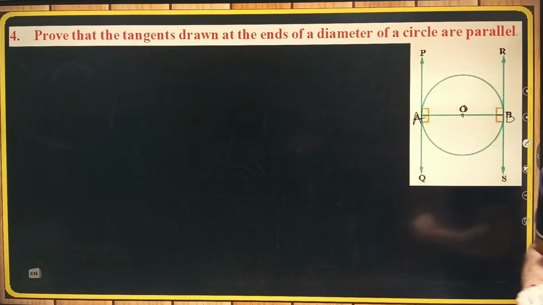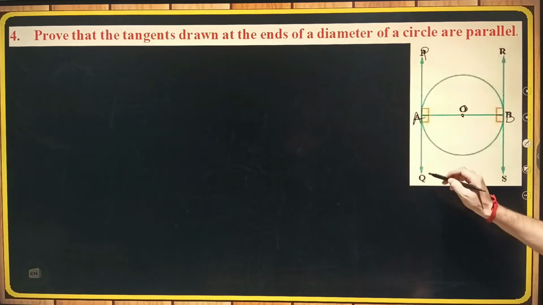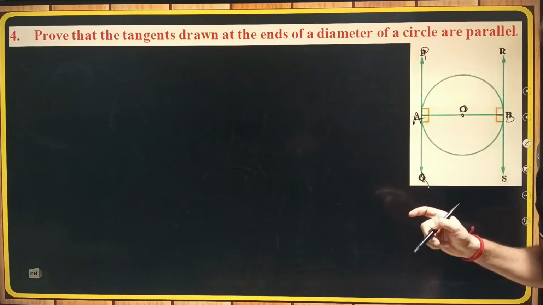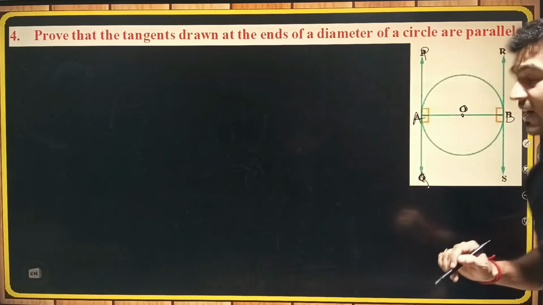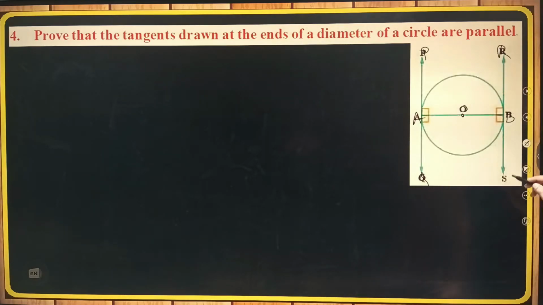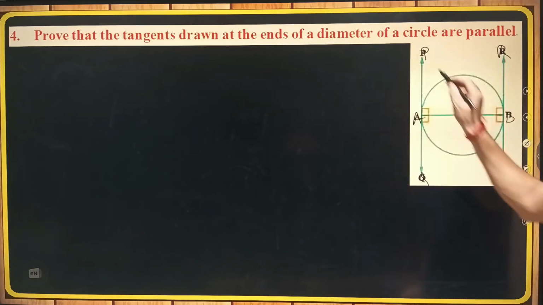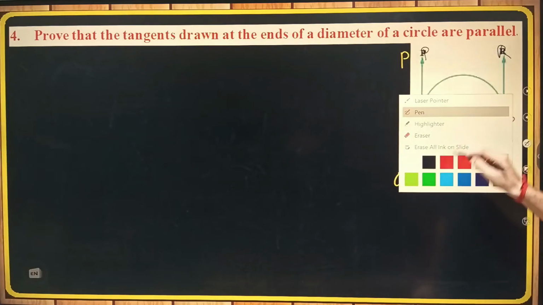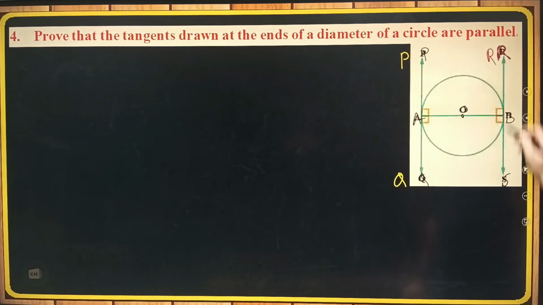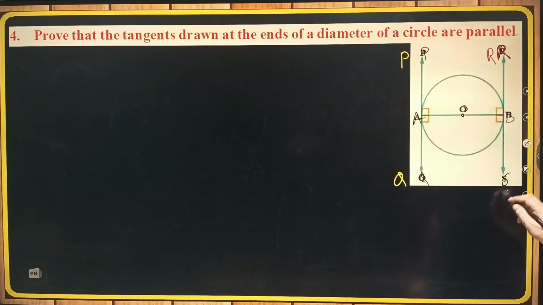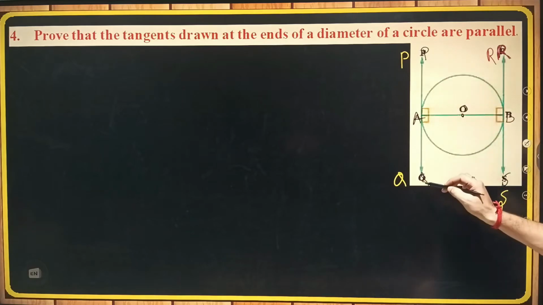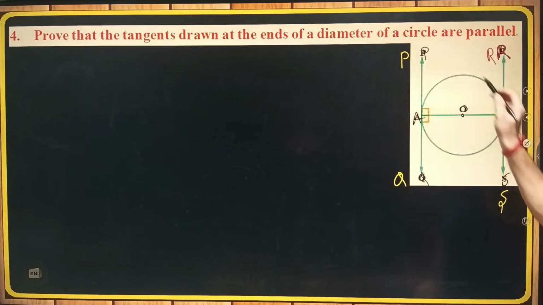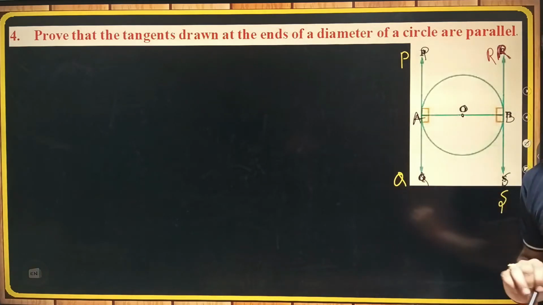Agree? Now my dear friends, this is P and this point is Q. PQ is a tangent to the circle. At the same time, RS is also a tangent. Here, this is the P point, this is the Q point, this is R, and this is S. What we need to observe here is that PQ is a tangent of the circle with center O, and RS is also a tangent.